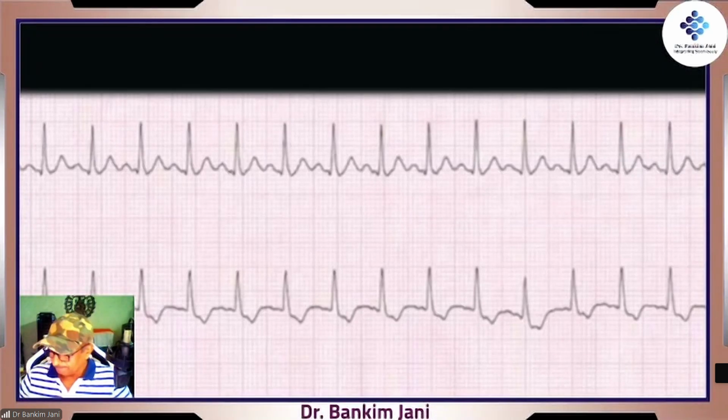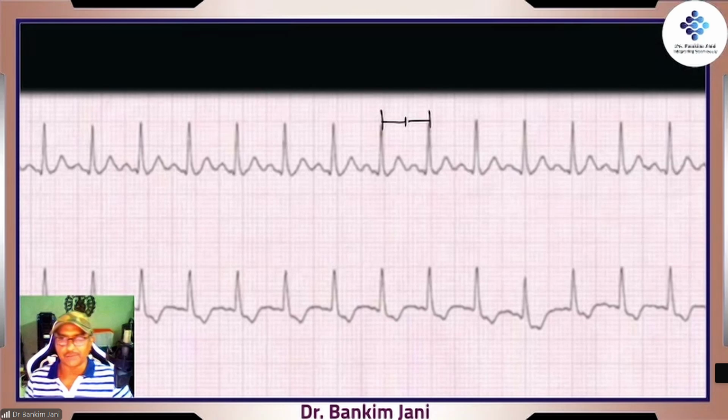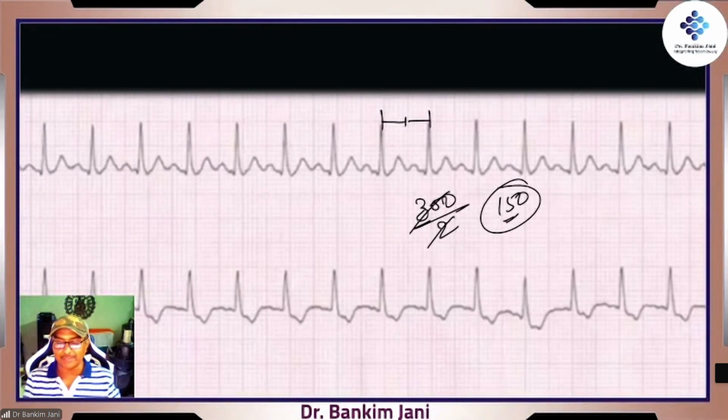One. So 1, 2, almost 2 big squares, right? We can say this is 1 big square and this is 2, roughly 2 big squares. So it becomes easy, 300 divided by 2. So heart rate is 150. Yes, this is tachycardia. Heart rate is pretty high.